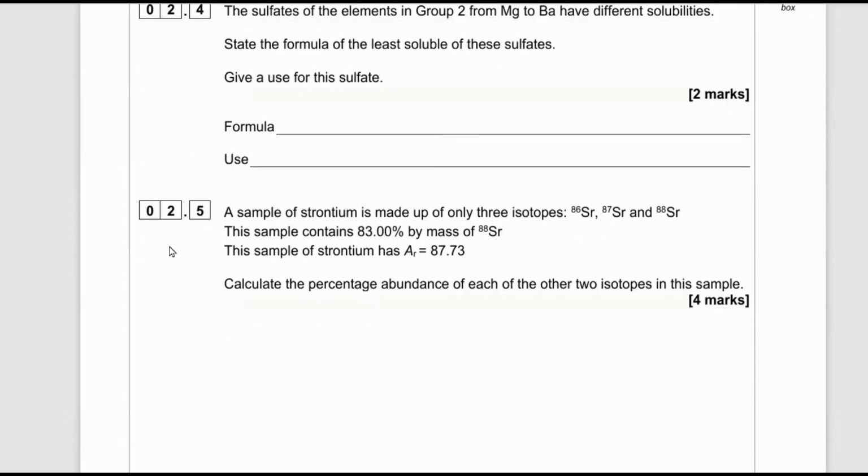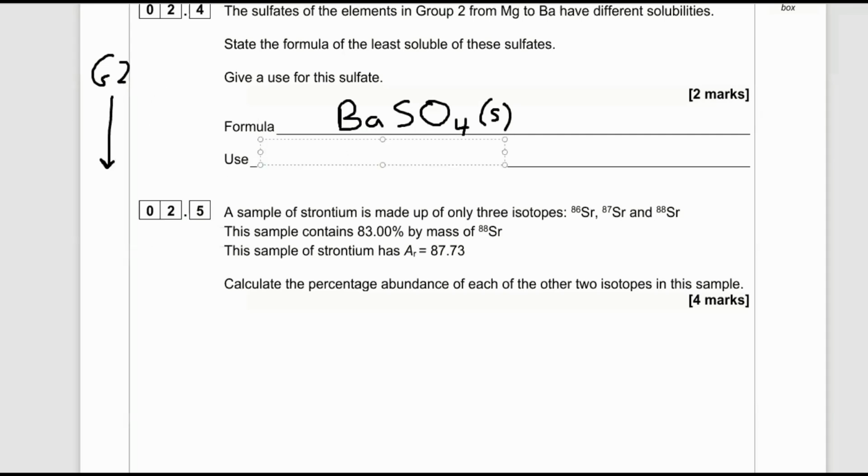2.4. The sulfates of the elements in group 2 from magnesium to barium have different solubilities. State the formula of the least soluble of these sulfates. Give a use for this sulfate. So the solubility of the sulfates decreases down the group. So magnesium sulfate is soluble and barium sulfate right down near the bottom is not soluble. Therefore, the formula of barium sulfate, well, Ba has a 2 plus charge and sulfate ions have a 2 minus charge, so it's just going to be a straight BaSO4, and it's a solid.